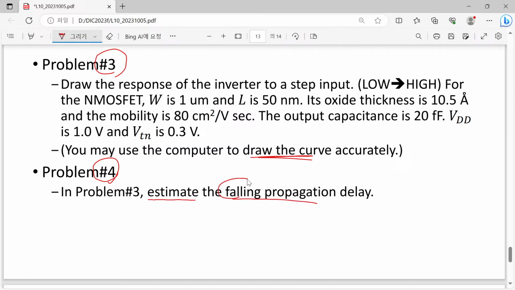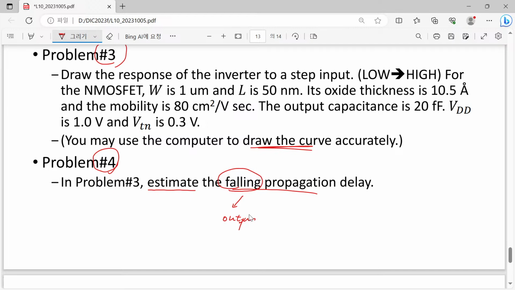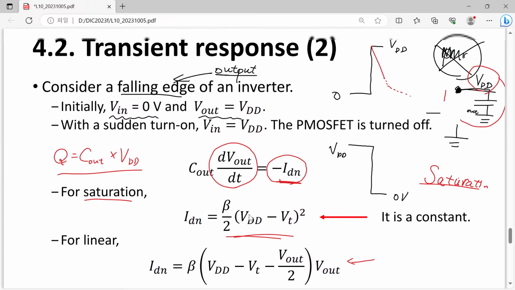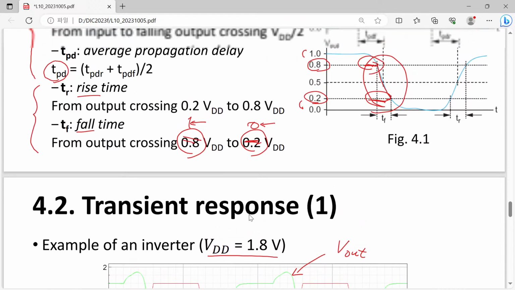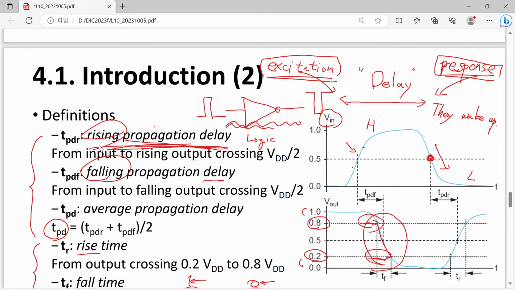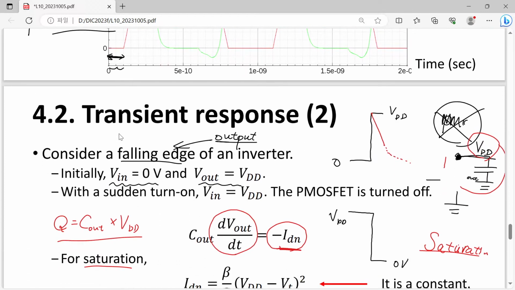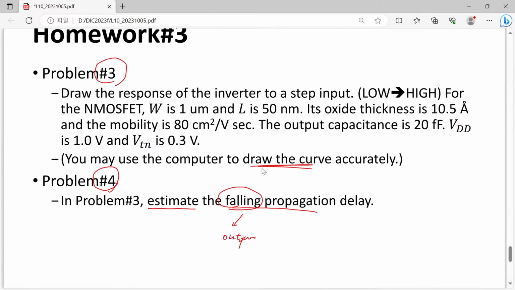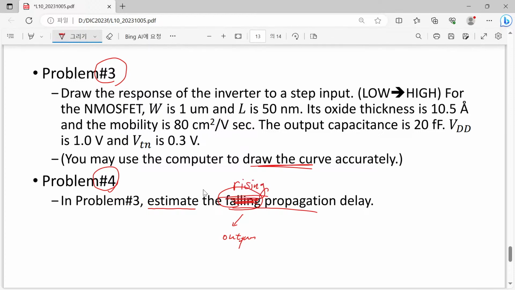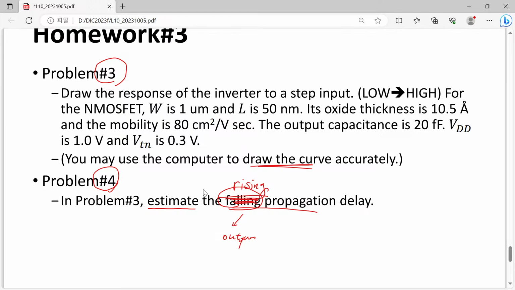So once again, sorry about that. This falling means falling in terms of output, and if I follow the definition of our propagation delay shown here, then I would say that this is the rising propagation delay. So I will change my slide to follow the definition. So we are now saying that please try to find out the rising propagation delay of this CMOS inverter.